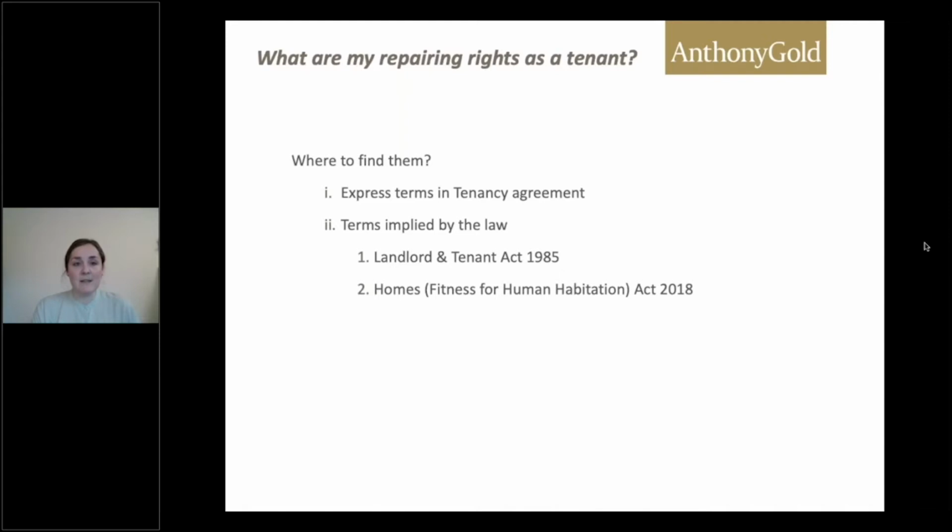Also, if your landlord is a council or a housing association, they may have a tenant's handbook, which will set out in some more detail what they will and won't repair, and that can normally be found online.